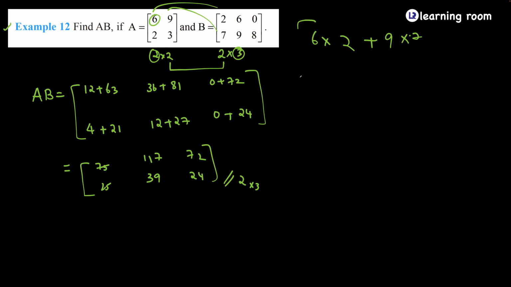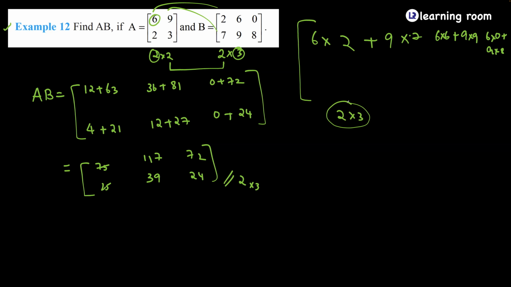Similarly, if you want the second element of the output matrix, what are we supposed to do? 6 should be multiplied with 6 and 9 should be multiplied with 9. Basically, this is dot product. In a similar way, what is the third scenario? It will be 6 into 0 plus 9 into 8. I hope you're clear with all these things. Similarly, you can find the other rows as well. So what will be the order of the output matrix? It will be a 2 cross 3 matrix.